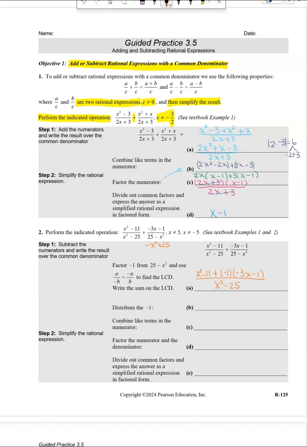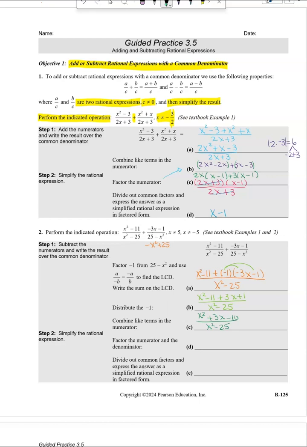Okay. Now I have to distribute this negative 1 to all of these. So this is going to be x squared minus 11. This is going to be plus 3x plus 1. And all of this is still over our least common denominator, which is x squared minus 25. Now we can combine like terms. So we'll have x squared plus 3x minus 10 over x squared minus 25.